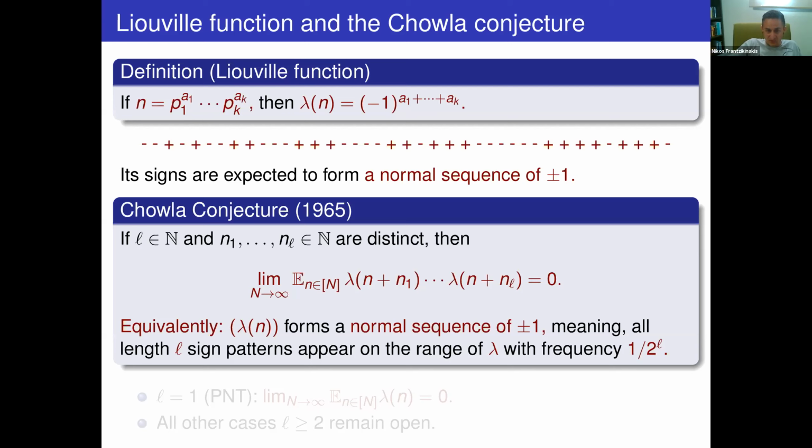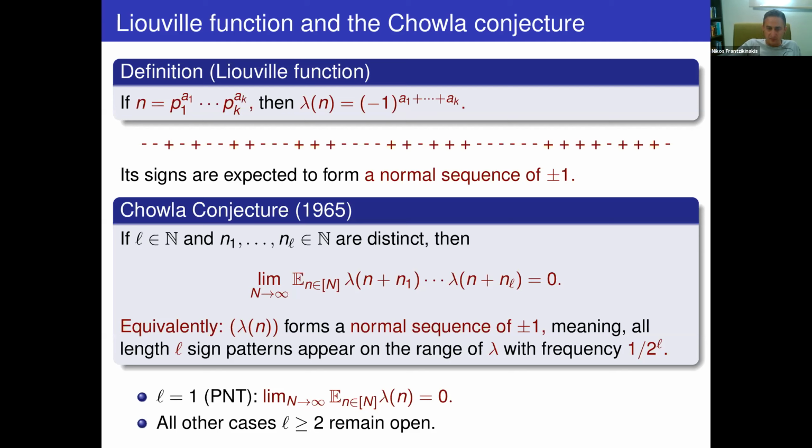Okay, so what is known? The case L equal to 1 is known to be elementarily equivalent to the prime number theorem. So this is known. The averages of the Liouville function are 0, or equivalently, you find 1 and minus 1 equally frequently. All the other cases, at least in the form that it's stated here, are open, at least till now.